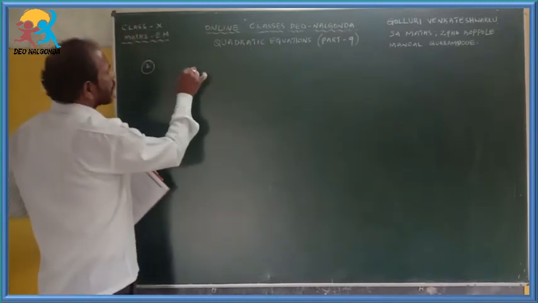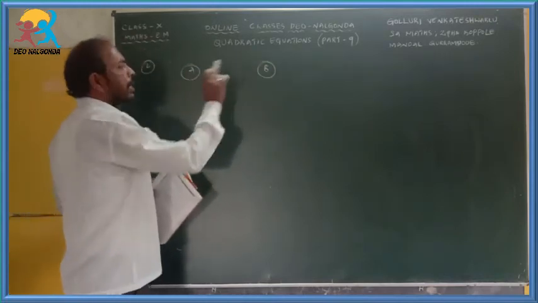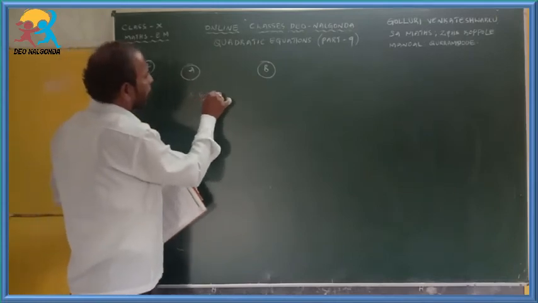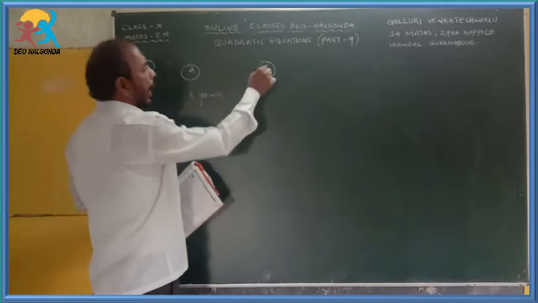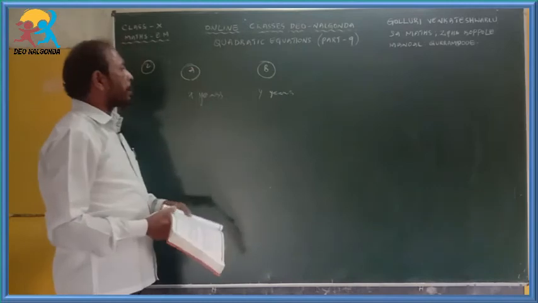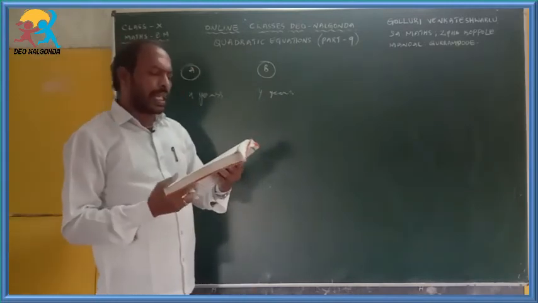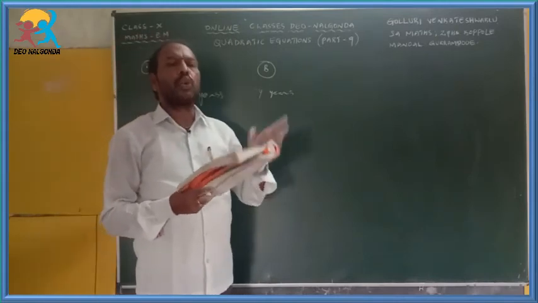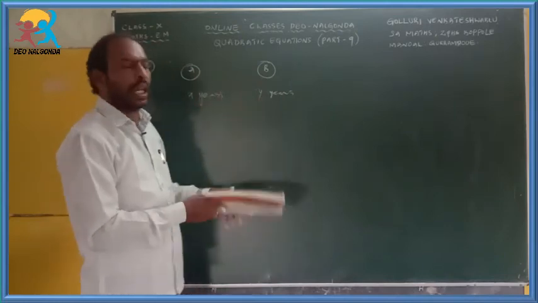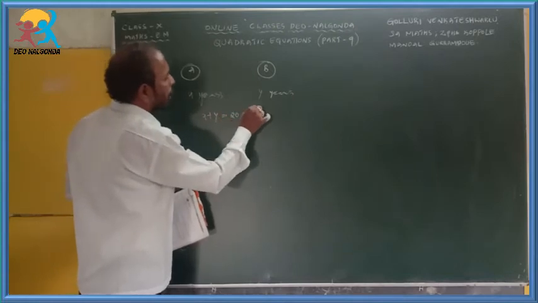Let the first person be A and the second person be B. Here two persons are given. Let the present age of A be x years and the present age of B be y years. What is given? The sum of the ages of two friends is 20, meaning the sum of their ages is equal to 20 years. This is the first condition.